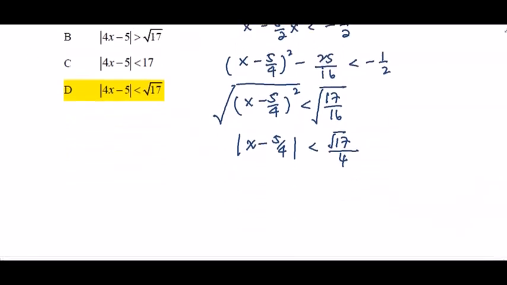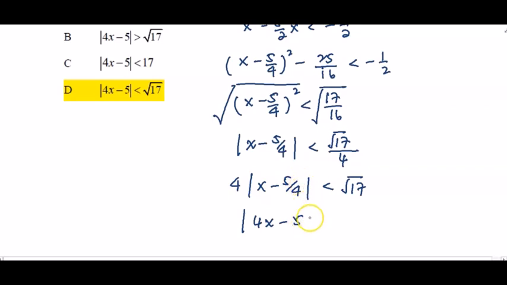Okay, then after that I will move the 4 to the left side back. I got my 4 times the modulus of x - 5/4 less than root 17, and the 4 can be multiplied into this modulus. I got my modulus of 4x - 5, all right, because 4 multiplied by 5/4 will be 5. Okay, so the answer is D.